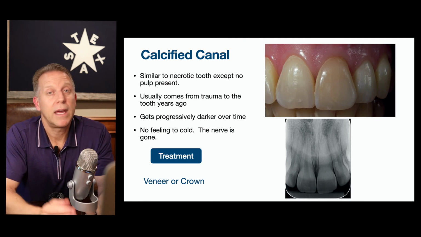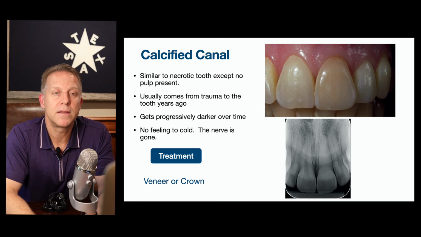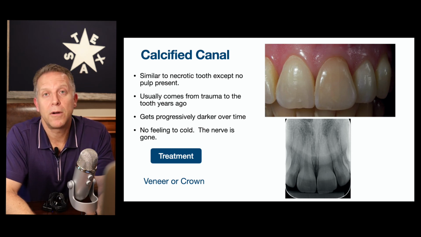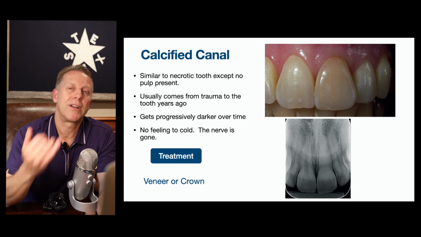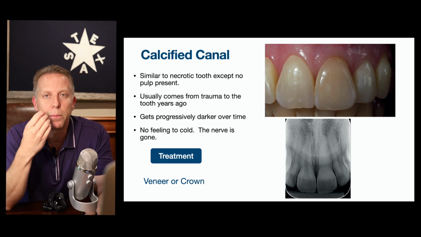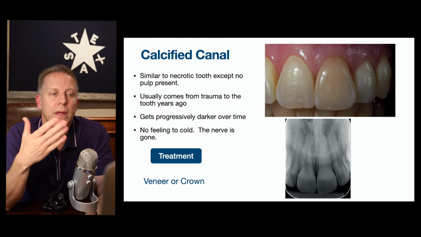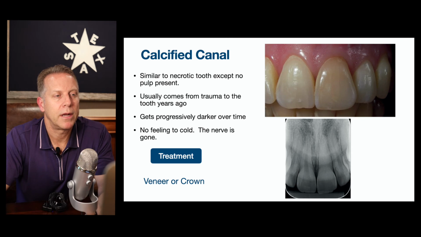You cannot root canal this tooth since there is nothing to clean out. You can't really bleach it from the inside out. So the only option there is to do a veneer or a crown. Trying to selectively bleach that one tooth is very difficult to do. Anytime you put bleach on there, it's going to spread across to the other teeth. So to fix this problem is to just put a veneer or a crown on it.